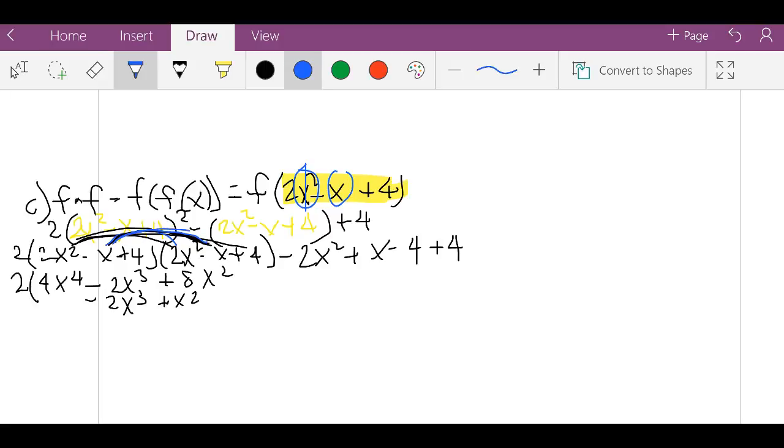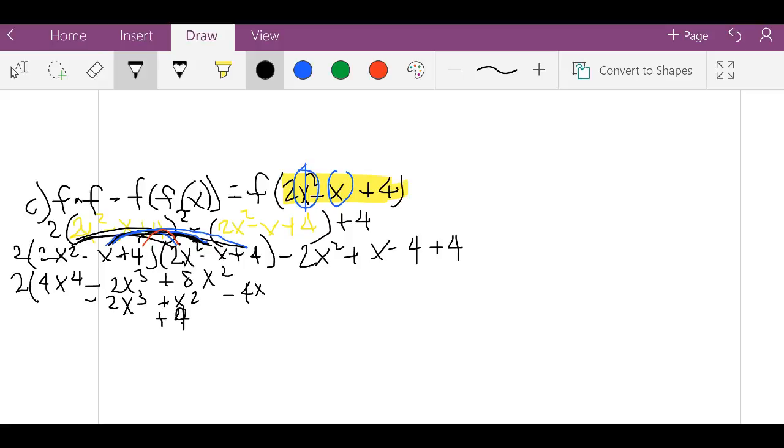Then you have a negative x times positive 4, which is going to be a negative 4x. I'm writing them one on top of another so that way I can combine like terms in a little bit. Okay. Then last term, 4 times 2x squared is going to be positive 4x squared. I'm sorry, 4 times 2x squared.